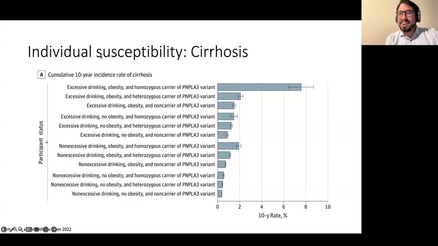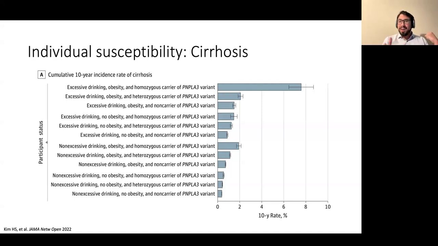Thank you. So regarding PNPLA3 and the interaction with the cardiometabolic risk factors and alcohol, I really like this study from the UK Biobank because you can notice how these variants can have an additive effect promoting the risk of cirrhosis over time. And if you see individuals with excessive drinking, obesity, and who are homozygous carriers of the PNPLA3 risk variant, they have an incidence of cirrhosis of around 8% at 10 years of follow-up.